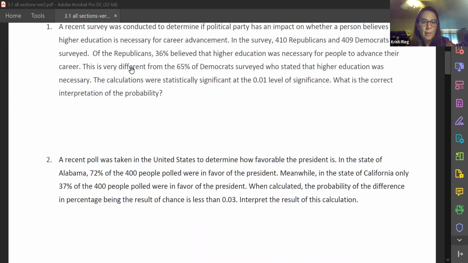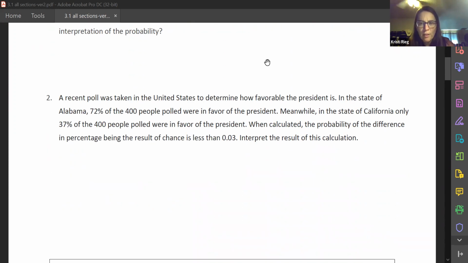Oopsies, wrong button. I'm getting kind of fast at Zoom controls, but still not the fastest.